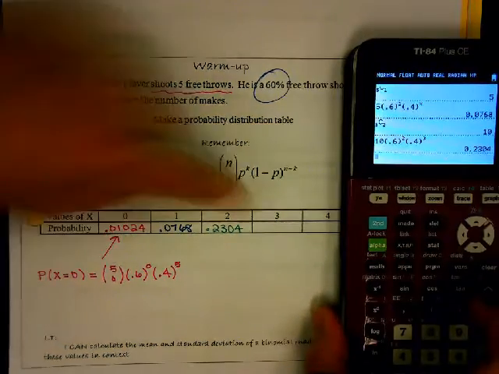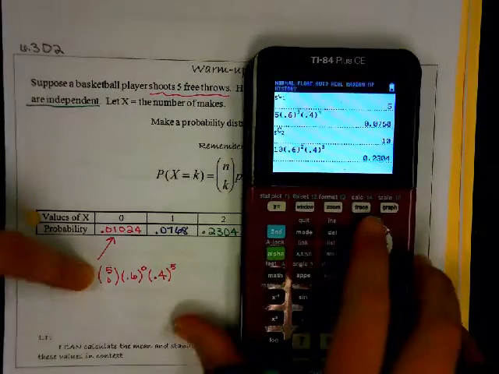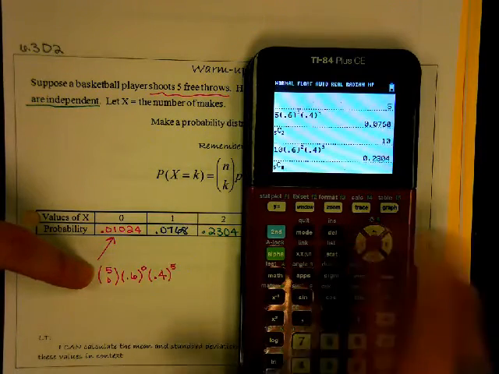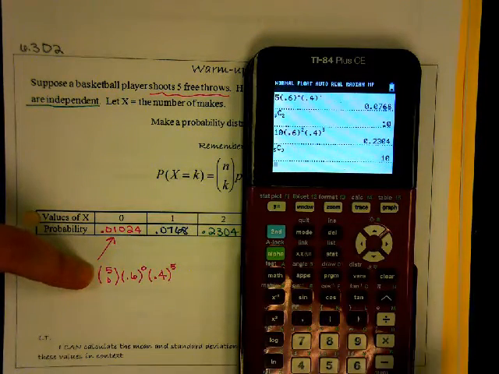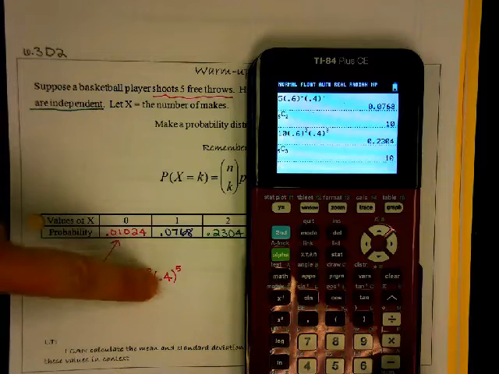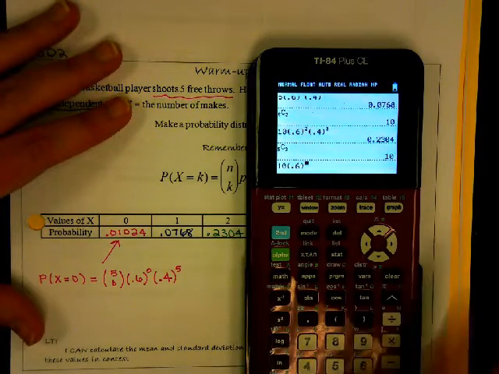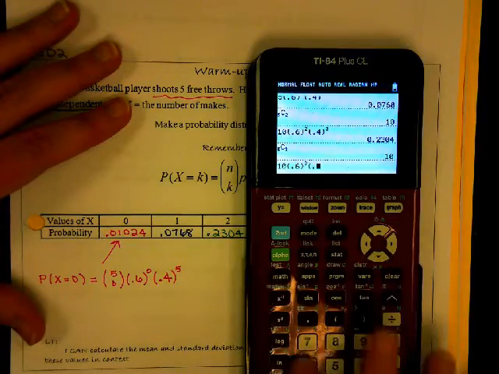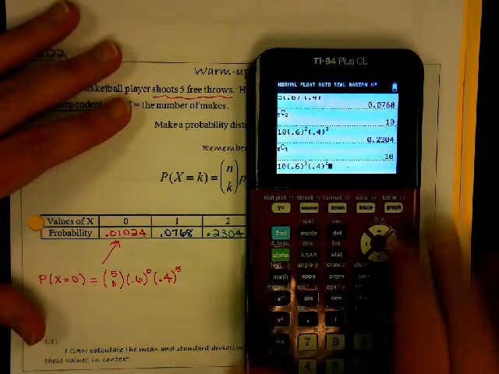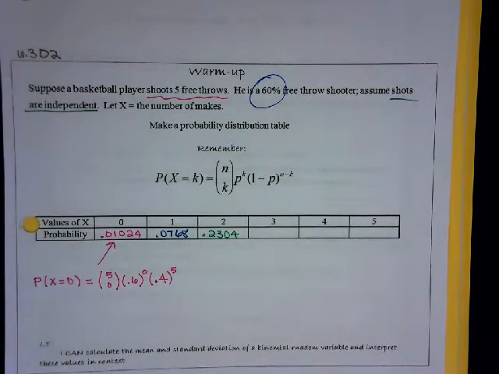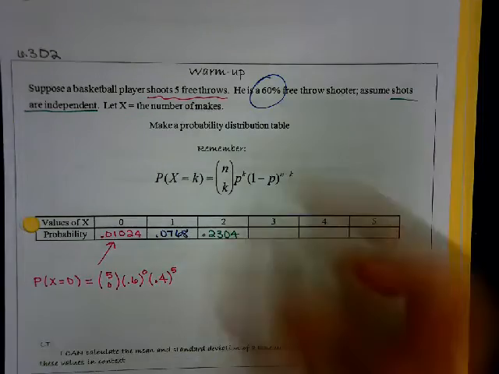So now we're going to put 3. So we need 5, choose 3, which coincidentally is the same thing as 5, choose 2. We get 10. Then I'm going to have 0.6 to the 3rd, 0.4 to the 2nd. Get 0.3456. 3, 4, 5, 6, and I'm dropping pens because I thought that was such a cool number.